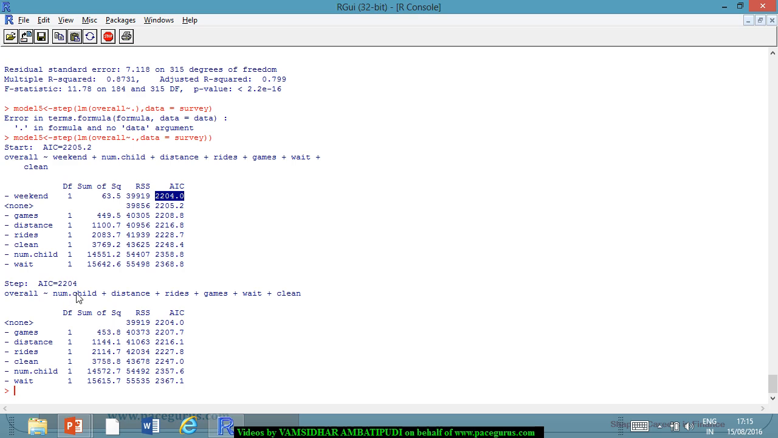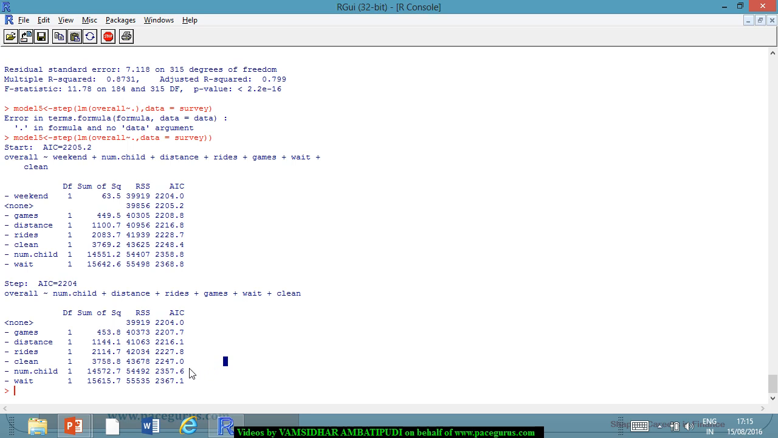Overall is now being looked at as number of children, distance, rides, games, weight, and clean. So for the AIC now, with any of the variables removed, the AIC is increasing, which means I cannot remove any of the variables.